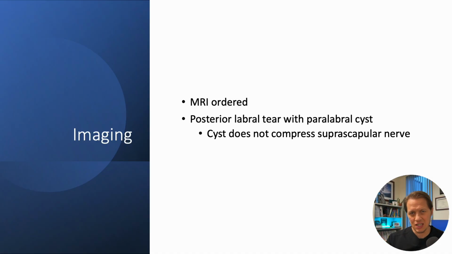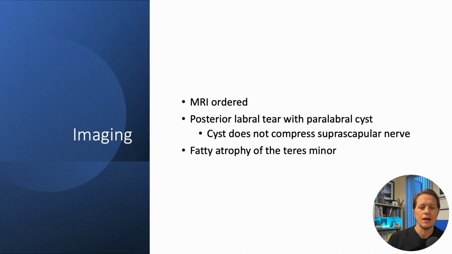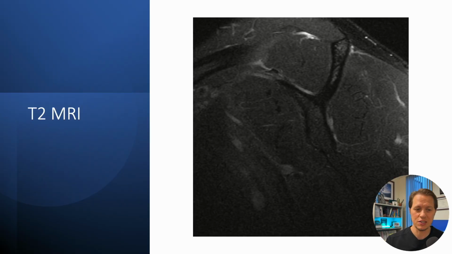The cyst did not compress the suprascapular nerve. I have an image of that later. There was fatty atrophy of the teres minor, perhaps no surprise here, and that's what we're dealing with. Now, let's dive into this MRI.